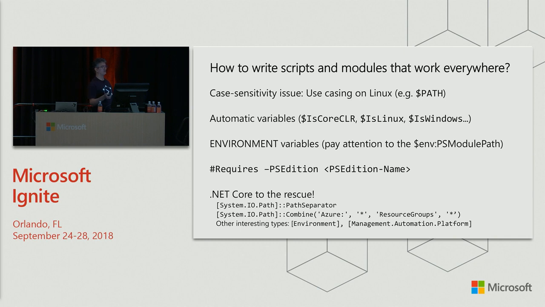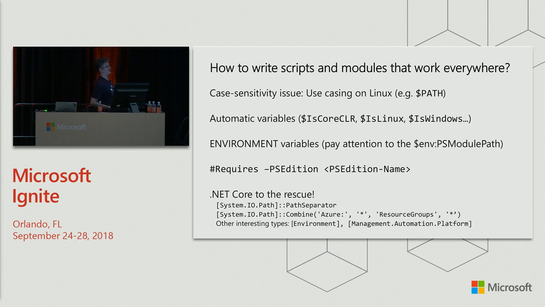They also introduced a new parameter for the requires statement. So if you want to target just PowerShell Core and you know that it runs only on PowerShell Core, you can actually specify in your script #requires -PSEdition Core. So if someone tries to run that not on PowerShell Core, but on Windows PowerShell, they will get an error message, right? Or vice versa.